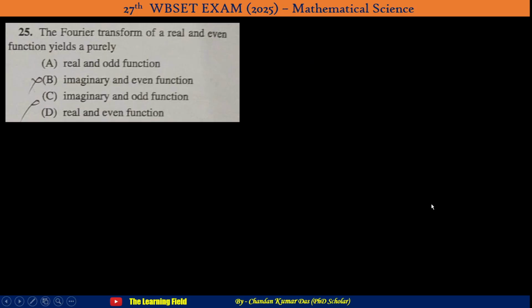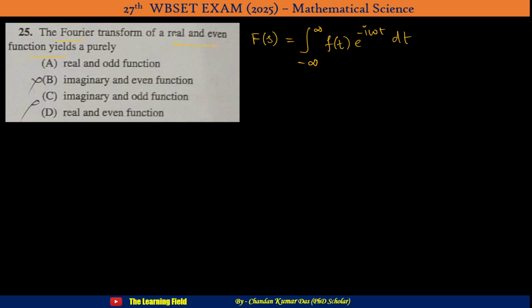Fine, next question. It says that it's a basic question. The Fourier transformation of a real and even function yields purely A. So first define the Laplace transformation for any function small t. The Laplace transformation is defined by minus infinity to infinity f(t) e to the power minus i omega t dt, if omega is the transformed variable.